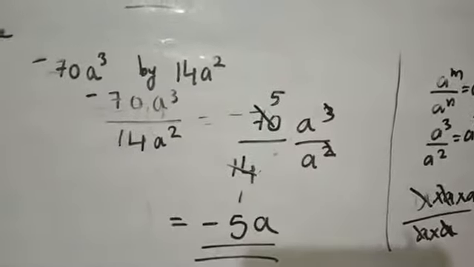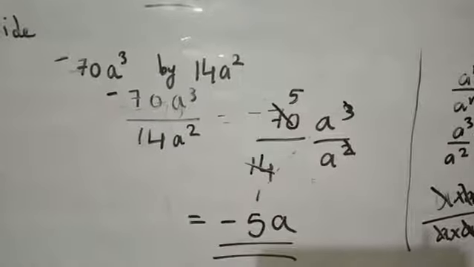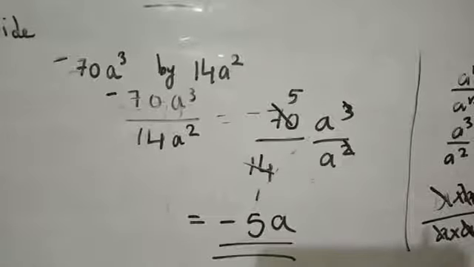Okay. So very simple division. Numerator divided by denominator. Otherwise cancellation. Clear?